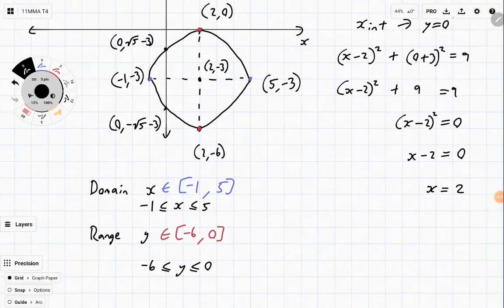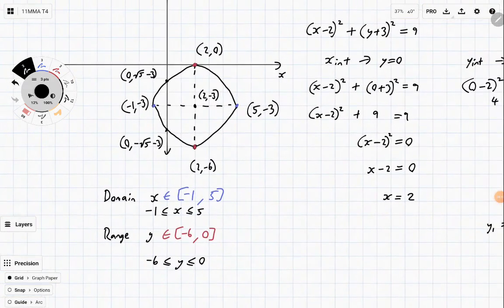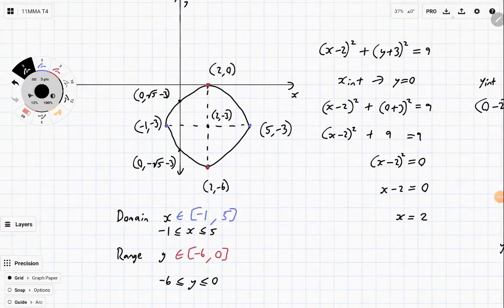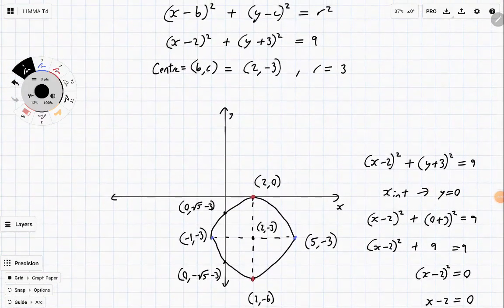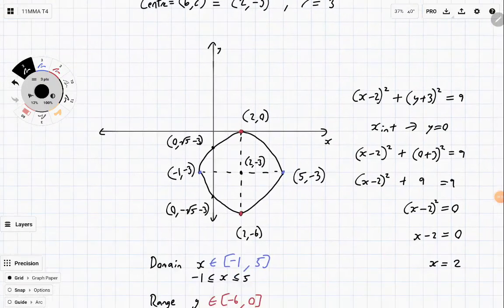So we've worked out the center, using the rule up here, and we know the radius, so we can find the actual function, and we've got the domain, range, and intercepts.